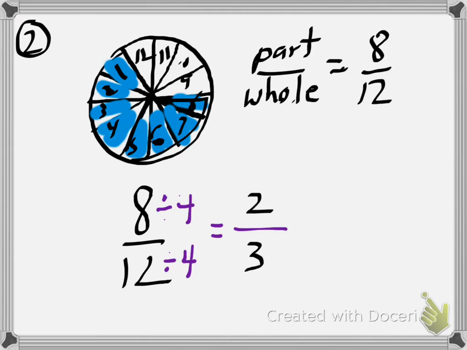So that would be 1/3, and that would be 2/3, and then this third isn't shaded. So 8/12 would also be 2/3. So we can divide, because when we have 4 over 4 that equals 1, anything multiplied or divided by 1 is itself. So 8/12 and 2/3 is the same amount.